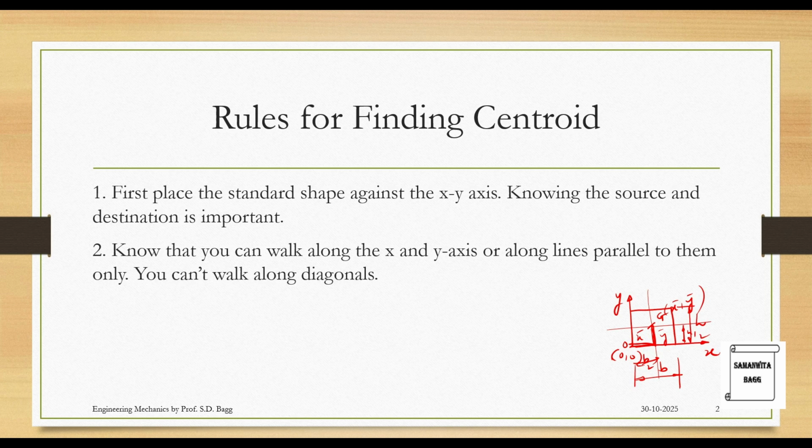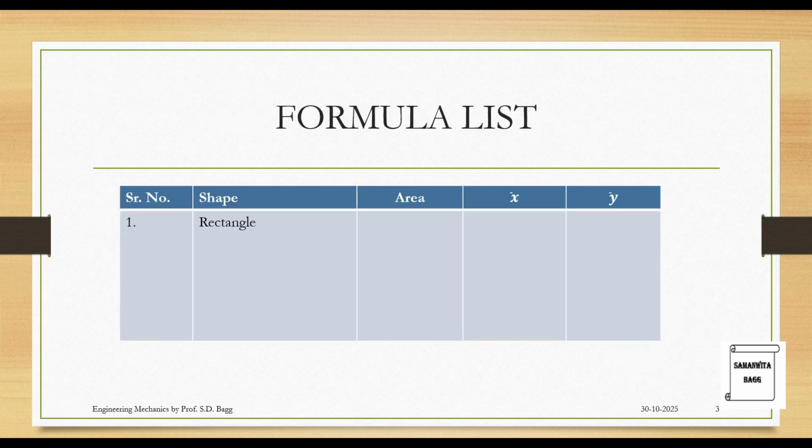So you can walk along the x-axis or along a line which is parallel to the y-axis, as you see here. So these are the ways of moving over a body. You can't go along this diagonal. It's not allowed. That's the rule of the game. So if you remember this way, you will be able to solve for any body. So first know these two rules and then we will start with the formula list.